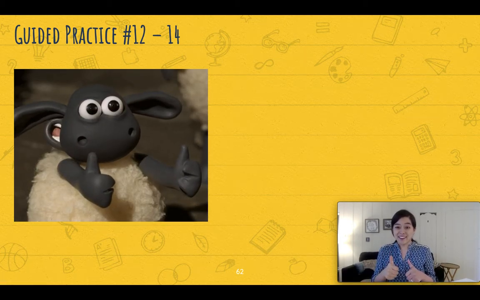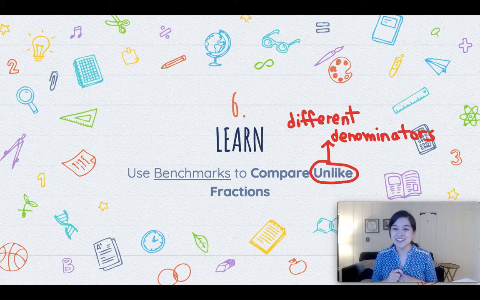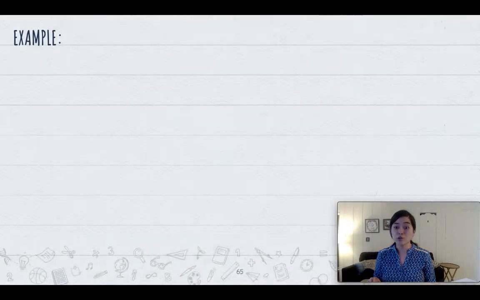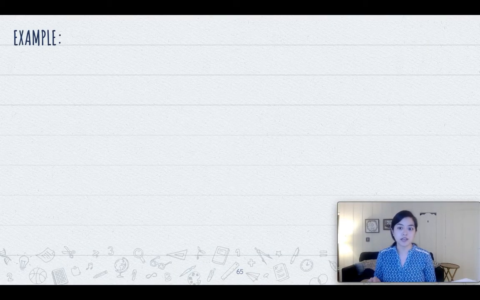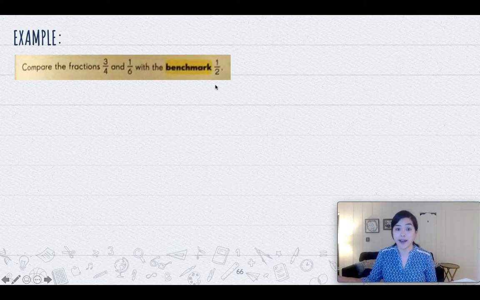All right, let's keep going. So now we're going to use benchmarks to compare unlike fractions. Do you remember what unlike means? Unlike means different fractions with different denominators. And we're going to learn what benchmark means shortly. So let's look here. It says compare the fractions 3/4 and 1/6 with the benchmark fraction 1/2.